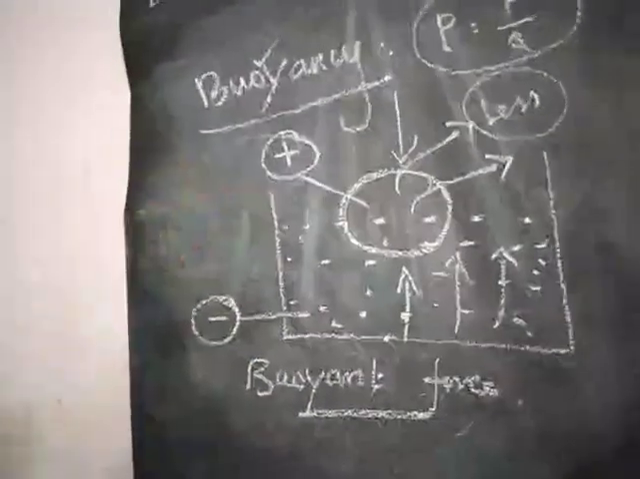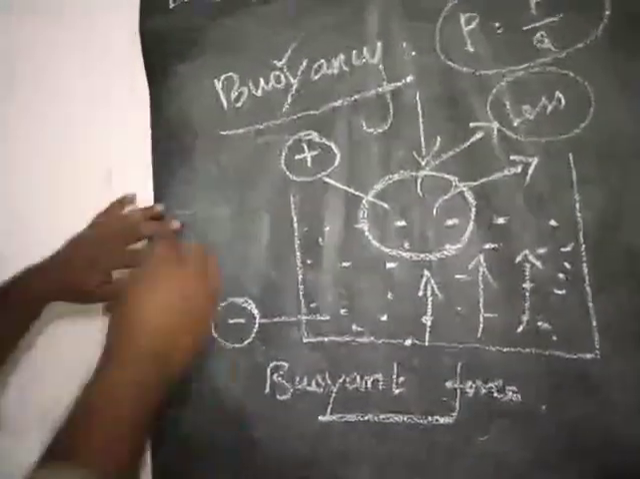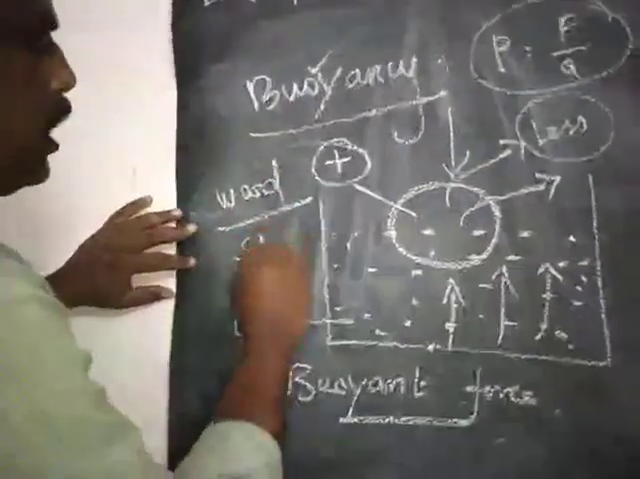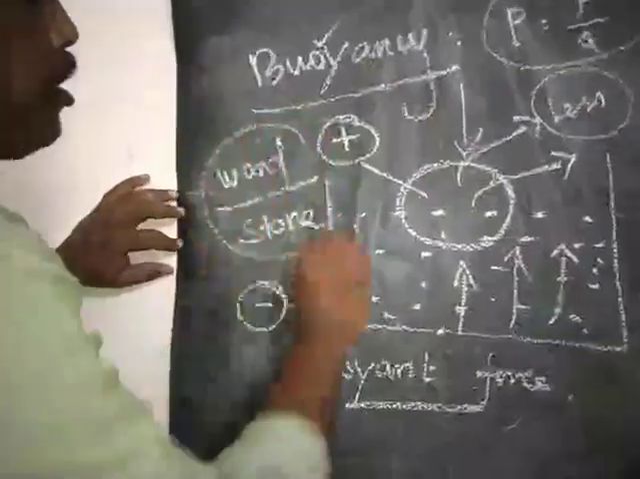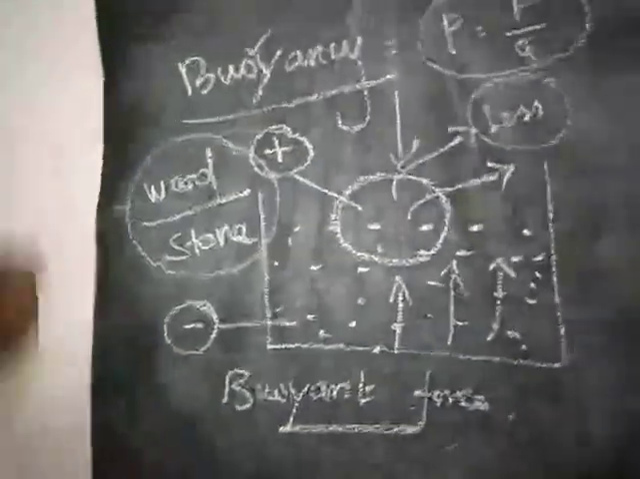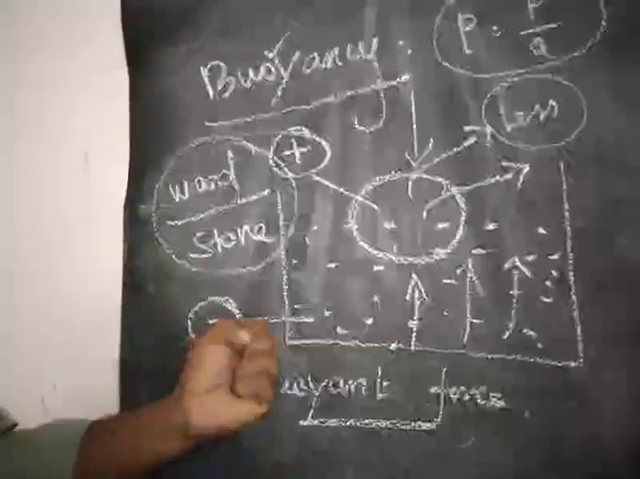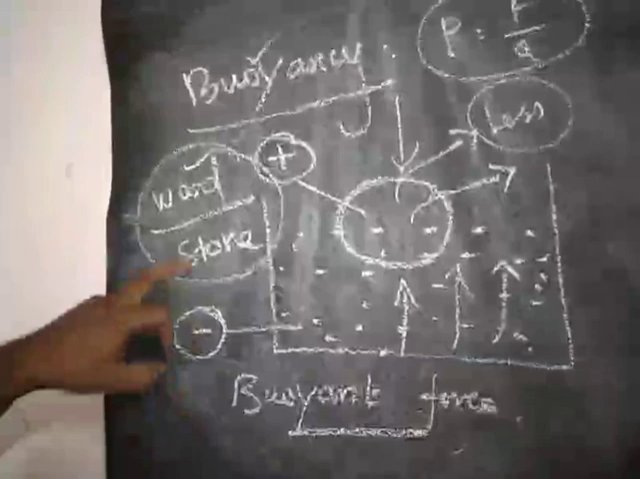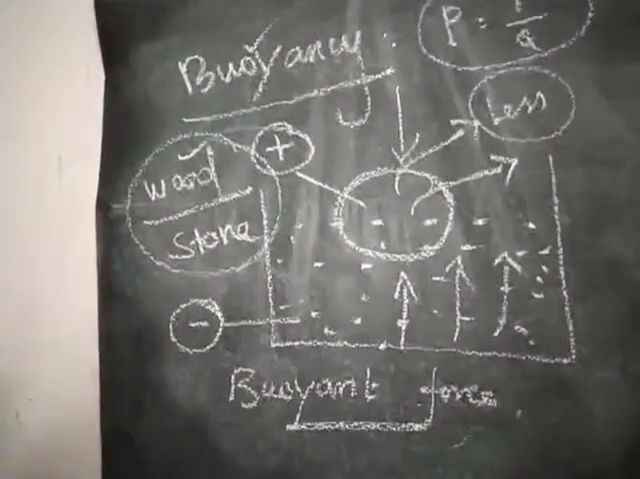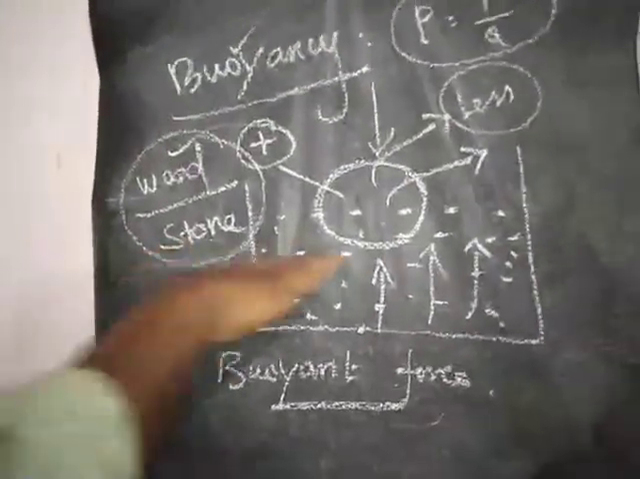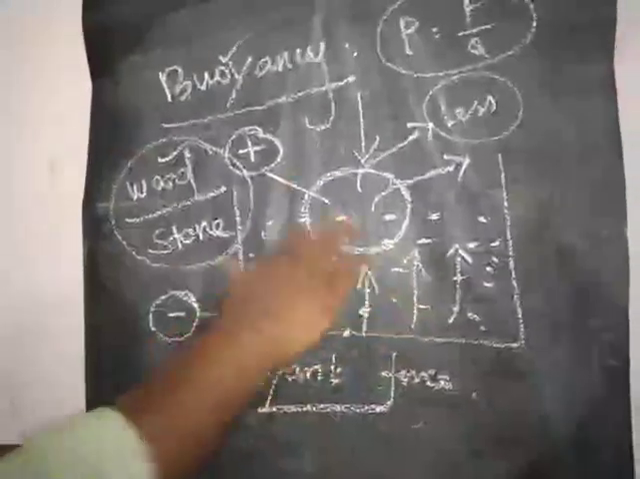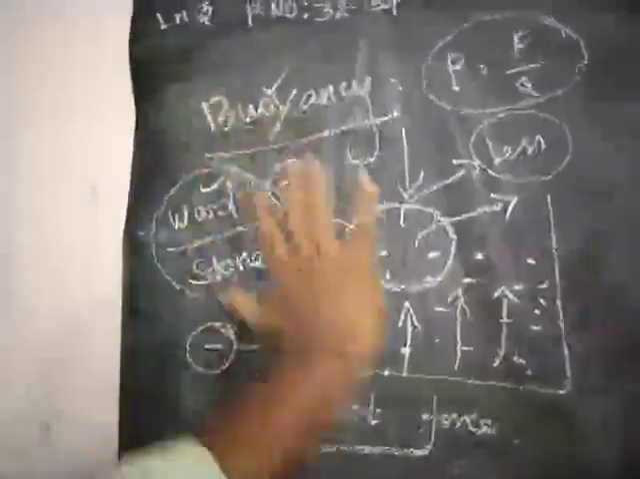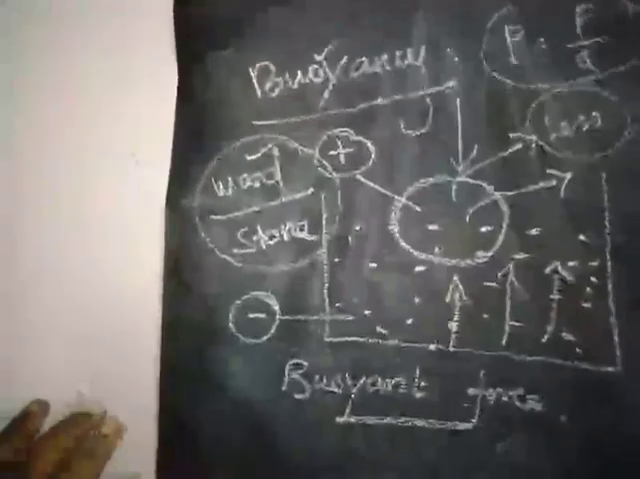Here we will take two types of object. One is wood, another one is stone. Can you identify which one is the positively buoyant object and which one is the negatively buoyant object? Here wood is the positively buoyant object, stone is the negatively buoyant object. Based on what? Density. Flotation is based on density, and buoyancy is based on density. Okay, did you understand?